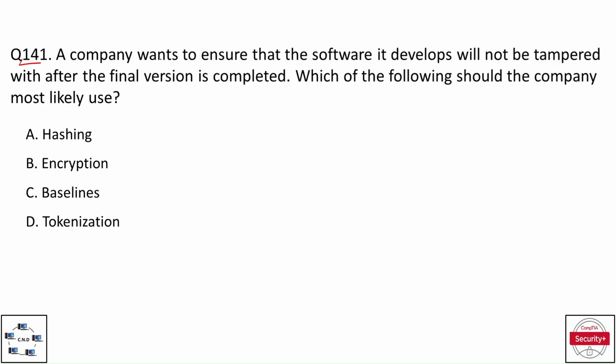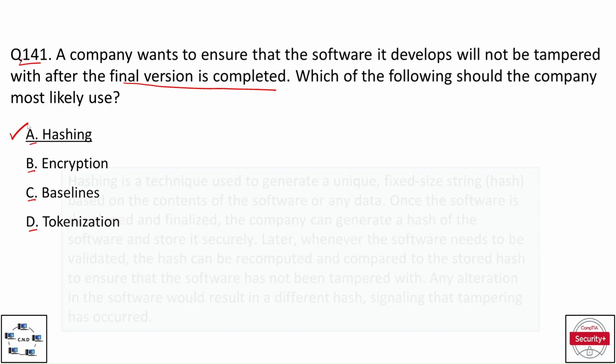Question number 141. A company wants to ensure that the software it develops will not be tampered with after the final version is completed. Which of the following should the company most likely use? And the options are option A, hashing, option B, encryption, option C, baseline, and option D, tokenization. And the correct option is option A, hashing.